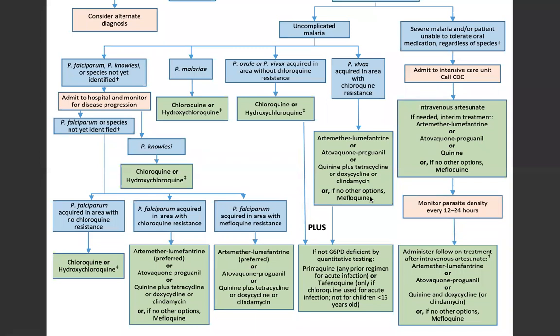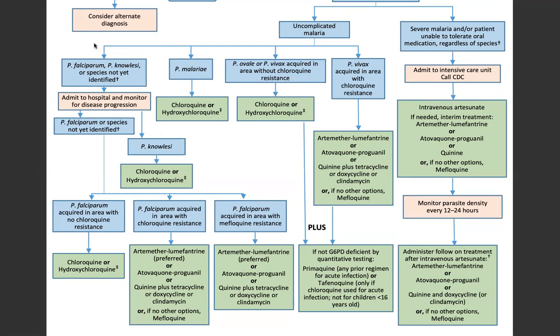You can choose one antibiotic, or if no other options are available, you can use mefloquine. But what is the problem here? If the species develops resistance to chloroquine, there is a chance this species may develop resistance to mefloquine. So that's why consider primaquine and tafenoquine. And before considering primaquine and tafenoquine, consider the glucose-6-phosphate dehydrogenase test.